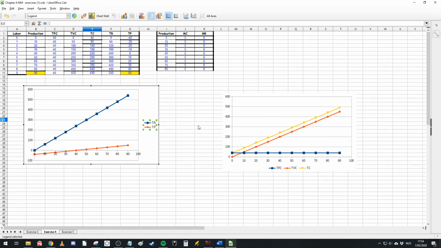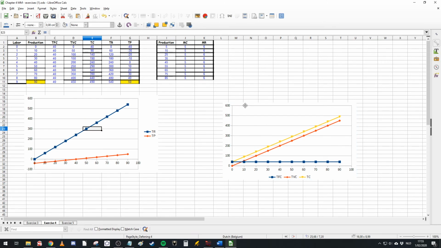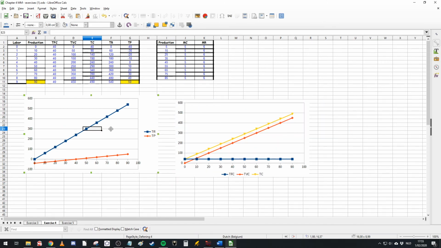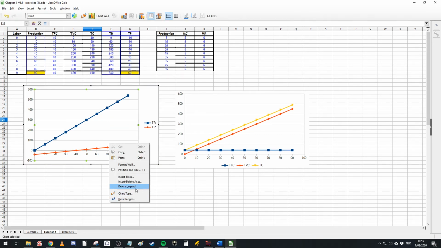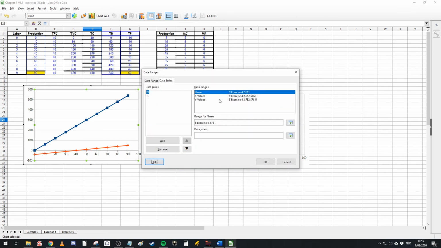As we can see, this is not really that great. Perhaps TR is way better on this graph over here, or TR and TC separately. So I might actually change things up a bit, because this thing is not really that nice to view, I think. But that's no problem, because we can change this, of course.